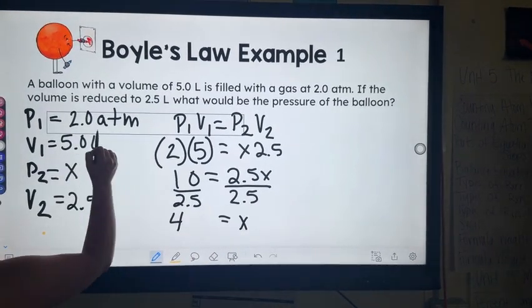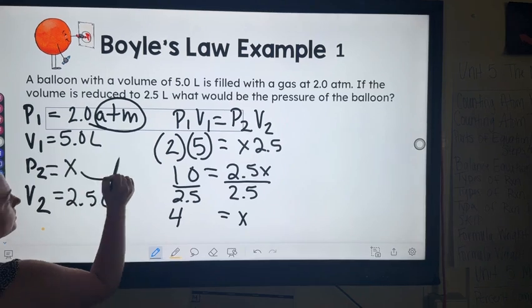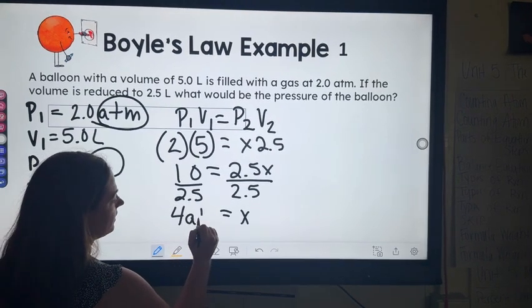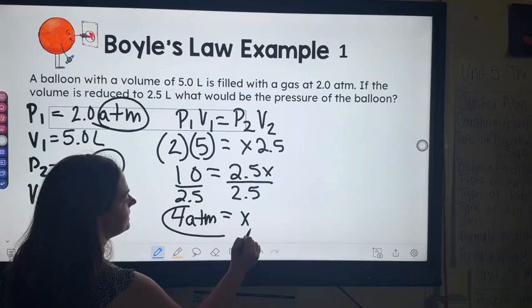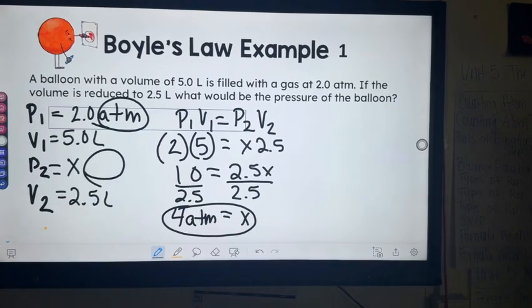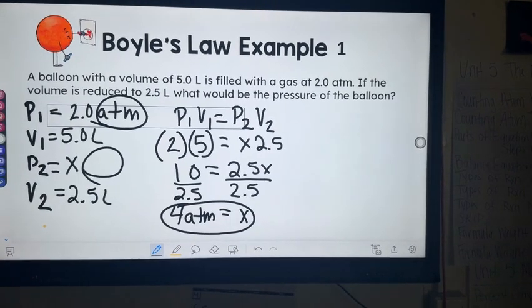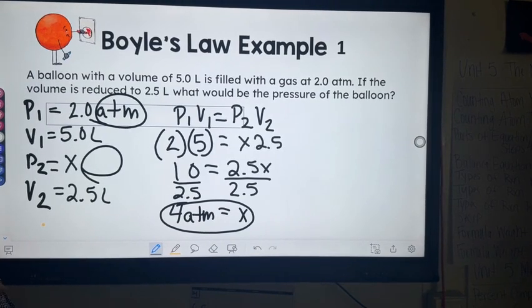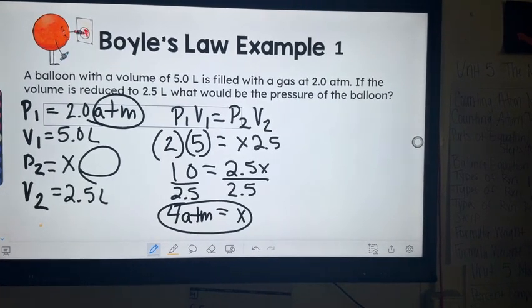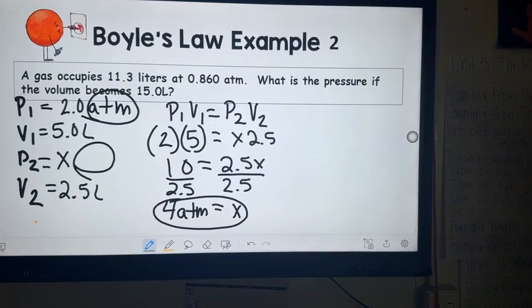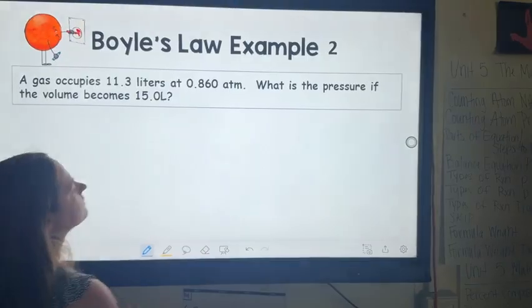So since our first pressure was in atm, our second pressure will also be in atm, so our final answer then is 4 atm. Go ahead and check your work to see if it matches mine, and we'll try a second example. All right, our second example is up on the board.